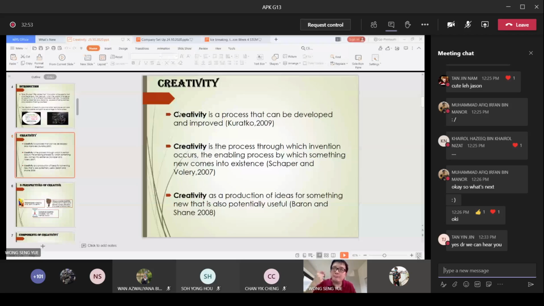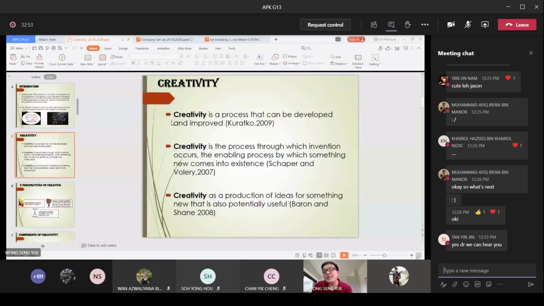Number one, creativity actually is a process, and this process we can develop and improve. For example, if you are going to propose something similar to GrabFood, GrabFood to me is a service, a mobile app, and GrabFood actually improves the process of food delivery. Grab car improves the process of vehicle rental. So meaning to say, every process you can improve, and every process we can develop by adding new features. So this was the first definition of creativity.